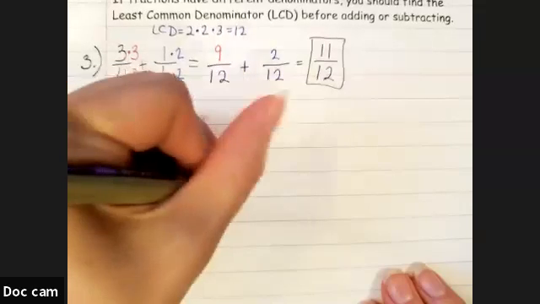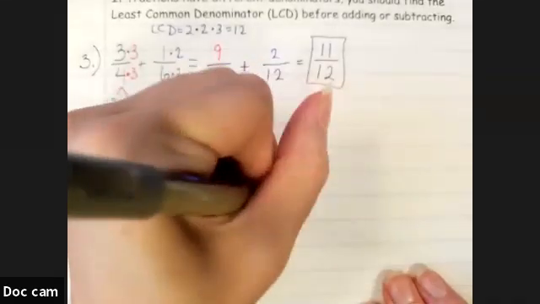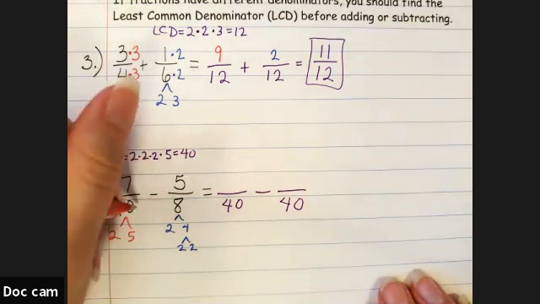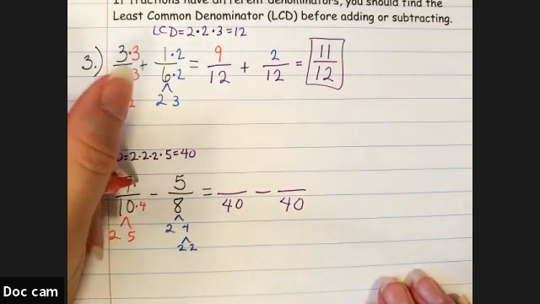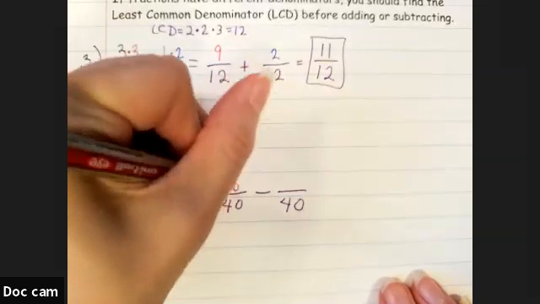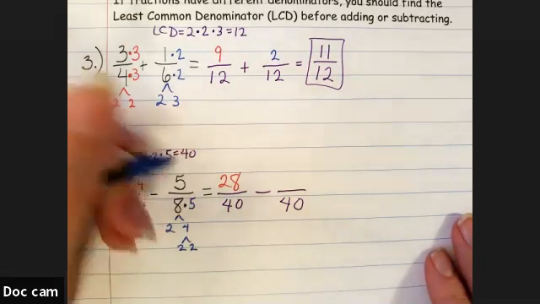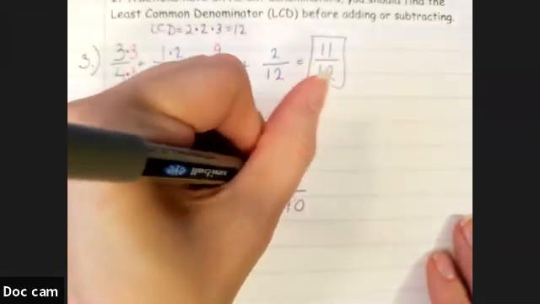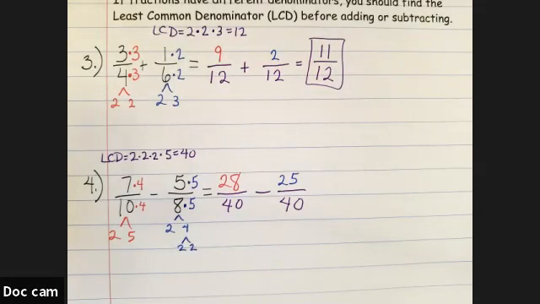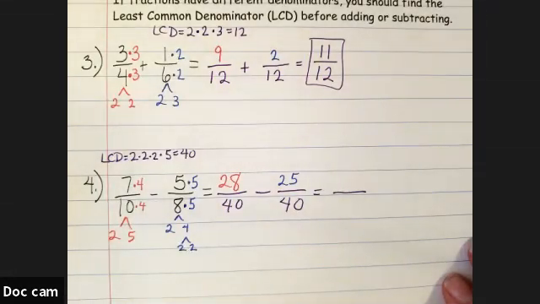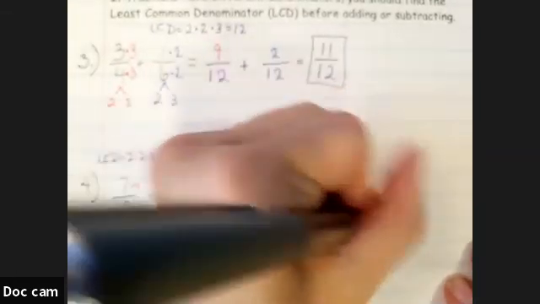Now let's make sure we rewrite both of these with a denominator of 40. What do we have to multiply with 10 to get 40? It would be 4. So 7 times 4 is 28. And then what do we have to multiply with 8 to equal 40? That would be 5. And then 5 times 5 is 25. So then we just have to do 28 minus 25, which equals 3. So 3 over 40 is the answer.